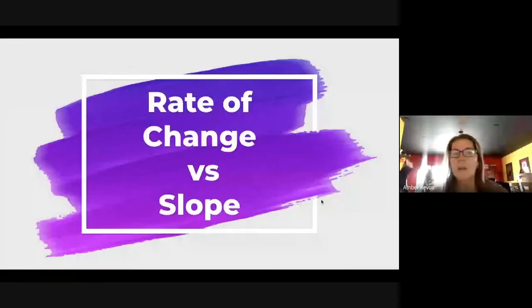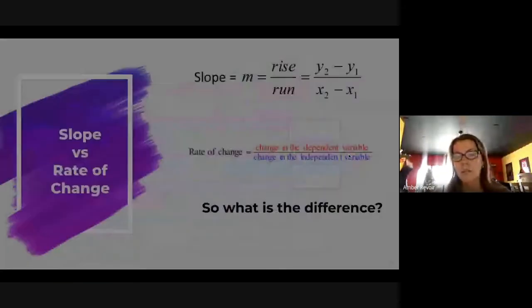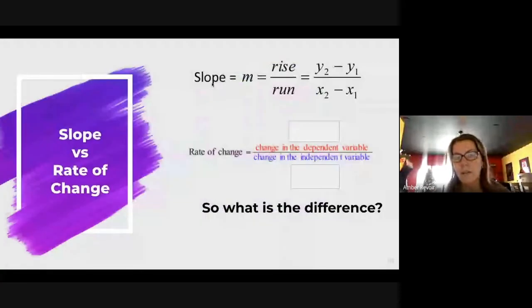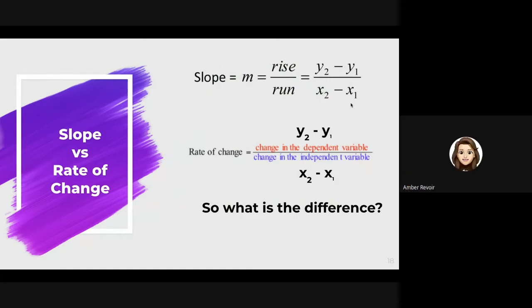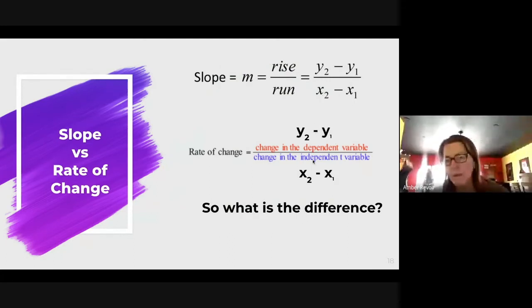So our rate of change versus slope, again, here we've got our slope formula, right? y2 minus y1 over x2 minus x1, which is our rise over run. That's our slope. Rate of change is that change in the dependent variable over the change in the independent variable, which we get by taking our y2 minus our y1 over our x2 minus our x1. So you say, well, what is the difference? It's the same, right? We've got y2 minus y1 over x2 minus x1 here, and y2 minus y1 over x2 minus x1 there.